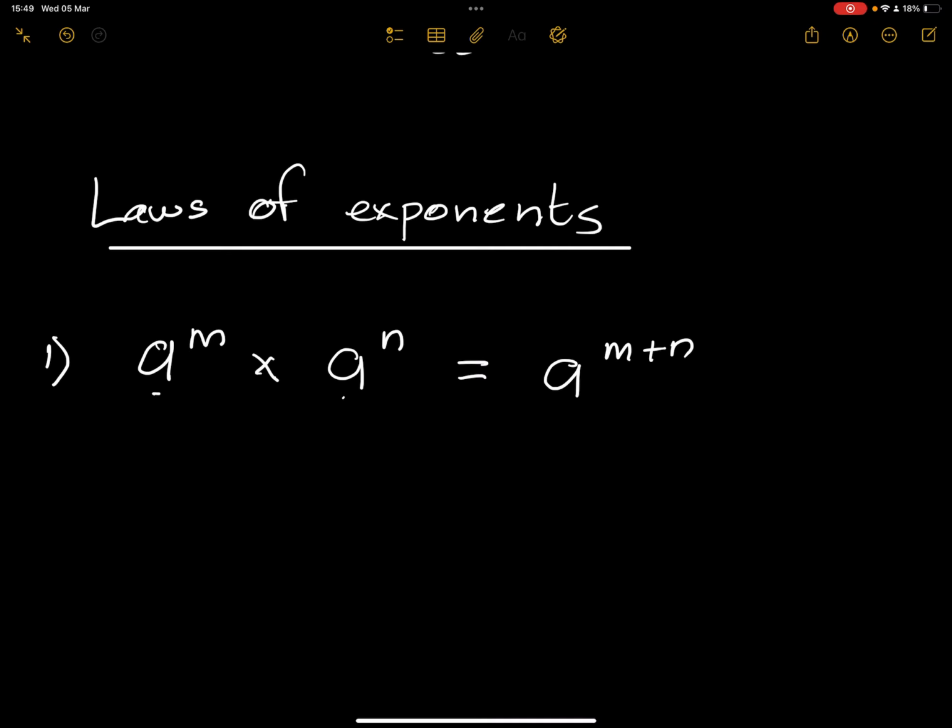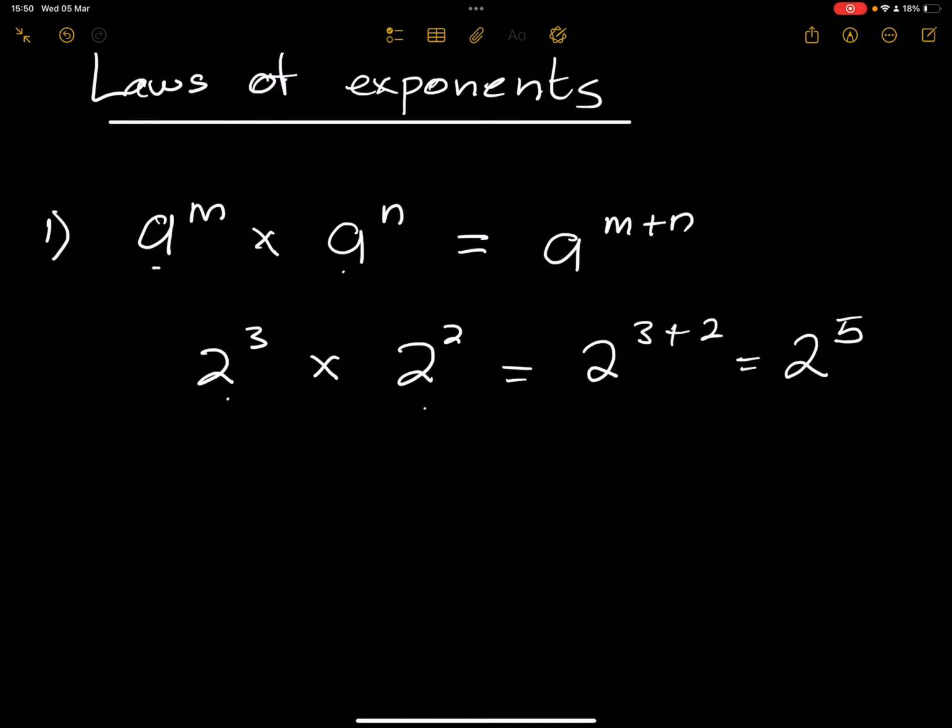So for instance, if I've got 2 exponent 3, right, multiplied by 2 to the exponent, let's say 2. So what do I know? My bases are the same, right? And I'm multiplying the powers. So in this case, this is going to be 2 to the exponent 3 plus 2. And so this will be 2 raised to the exponent 5. Okay, so that's how we are going to implement that law.